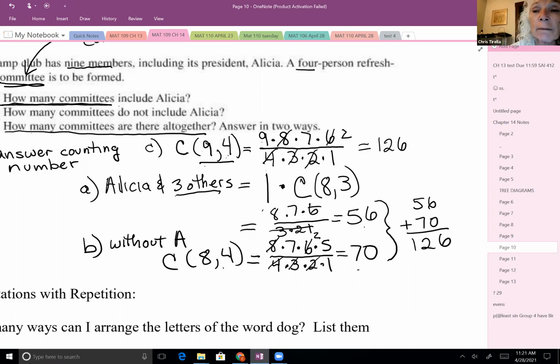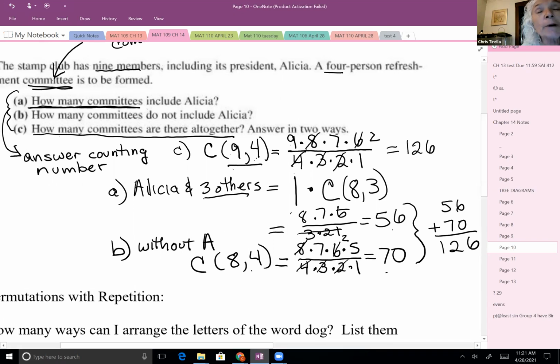And again, a couple of things I want you to take away from this question. One is, remember, something like a committee or something like playing cards or something like picking numbers for your lottery, order does not matter. So it's a combination. The other thing, pay attention. If a question says how many, our answers are counting numbers. If a question says what's the probability, then our answers must be fractions. Is this question all right, folks?